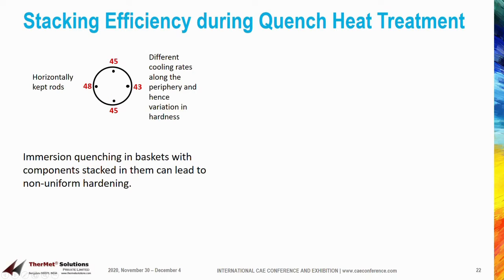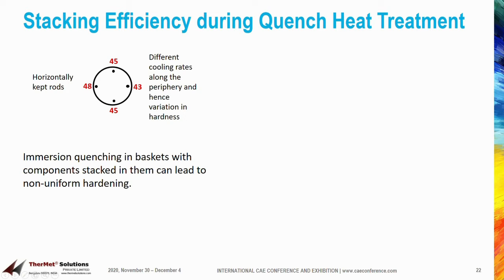Let us look at a case of quenching heat treatment where it was necessary to understand why a certain variation of hardness along the periphery of steel rods, typically of 90 mm diameter, was observed. The hardness was found to vary from 43 to 48 HRC.